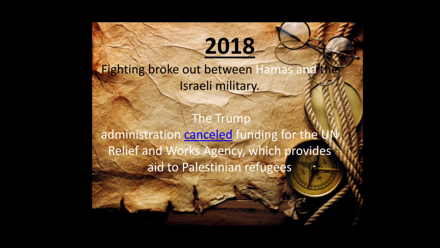In 2018, the Trump administration cancelled funding for the UN Relief and Works Agency, which provides aid to Palestinian refugees, and relocated the US Embassy from Tel Aviv to Jerusalem, a reversal of a long-standing US policy. Israel considers the complete and united Jerusalem its capital, while Palestinians claim East Jerusalem as the capital of a future Palestinian state.